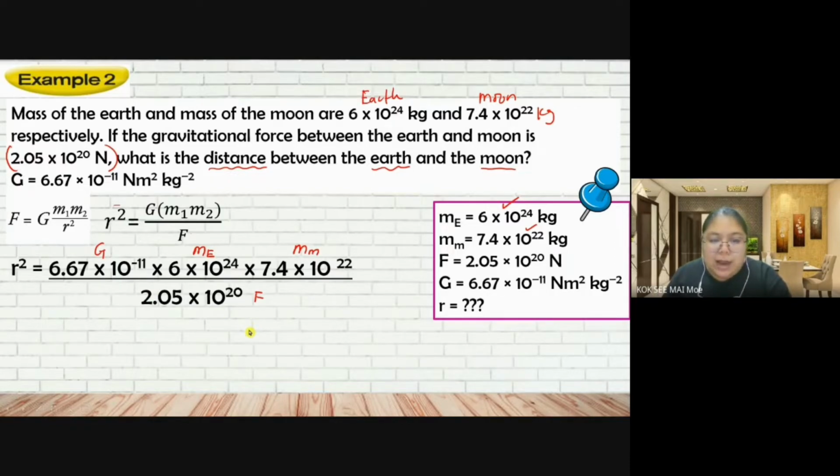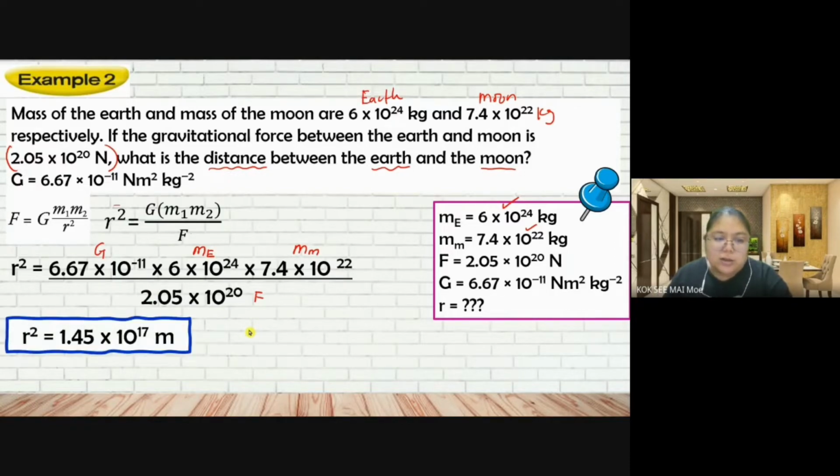So I get R square is 1.45 times 10 power 17. But this is still not the answer, because I want R, not R square. So finally, you straightforward square root the answer. You press the calculator, and you no need to type so many times again. You get the answer from the R square, straightforward square root, then equal.